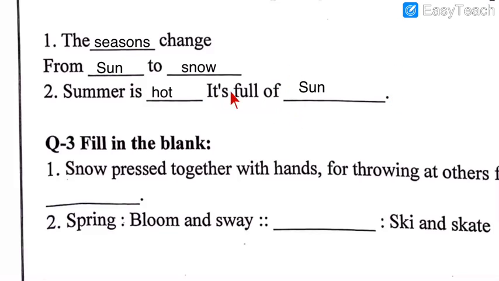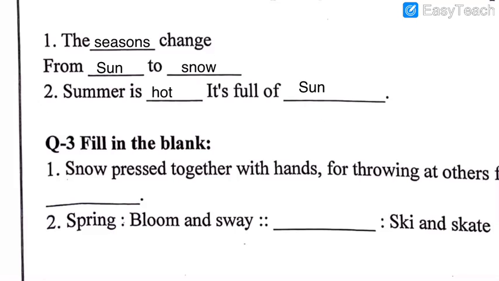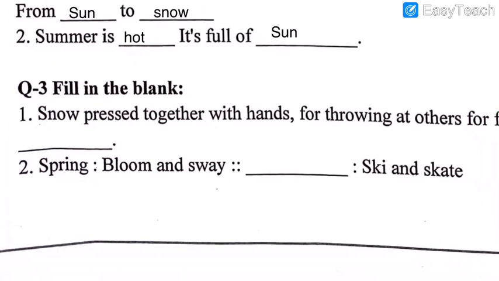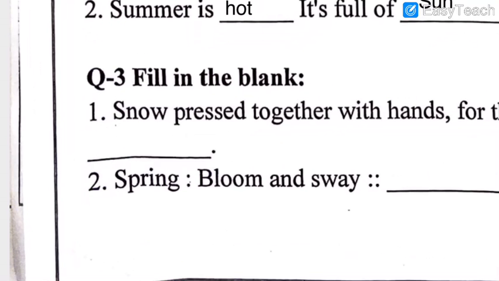Okay, so I hope that you have written the same answer. Again, even if one answer is right, you can put tick mark and circle on which answer is incorrect. I hope you have done this much. Next, snow pressed together with hands for throwing at others for fun is called. Obviously, the answer will be snowball.